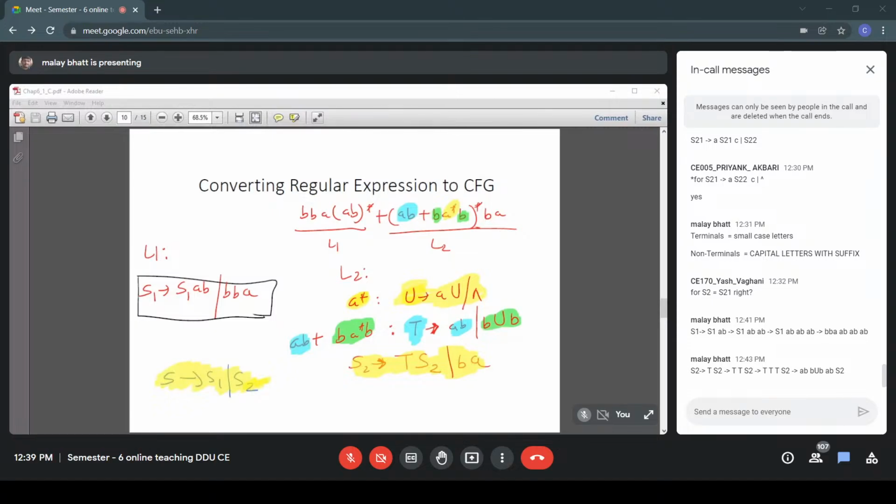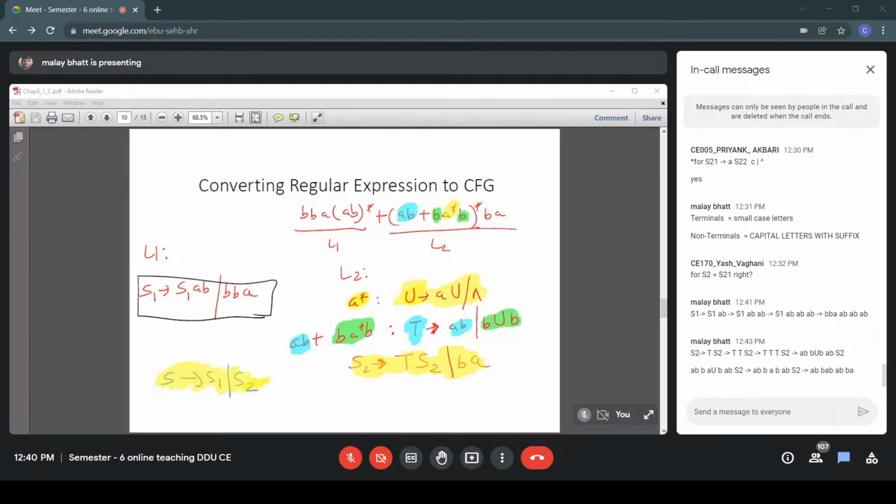Now for U, I can write AU. So I will write AB, then BAUB, replacing U with AU. Then again AB, H2. It will further give me BB A, replacing U with null. B, AB, H2. And finally for H2 we get BA. So we have AB, BAB, AB, BA. I hope this grammar and derivation is clear now.